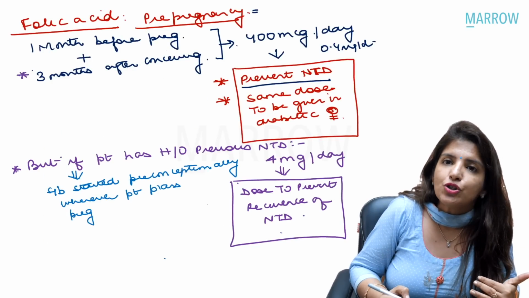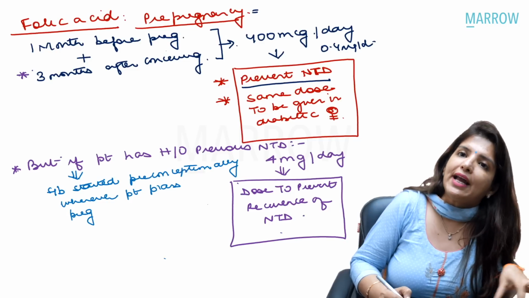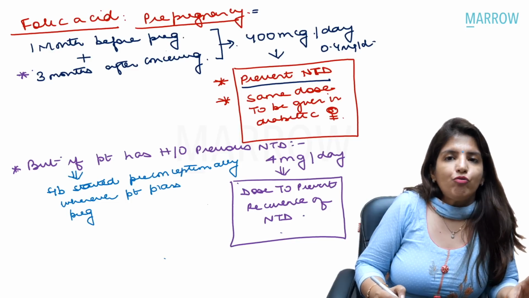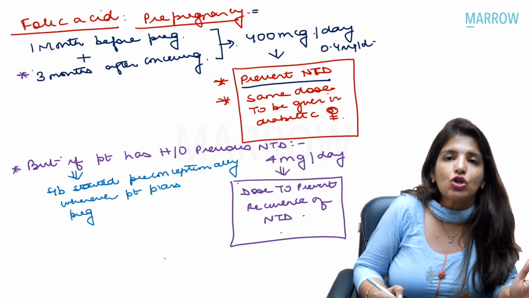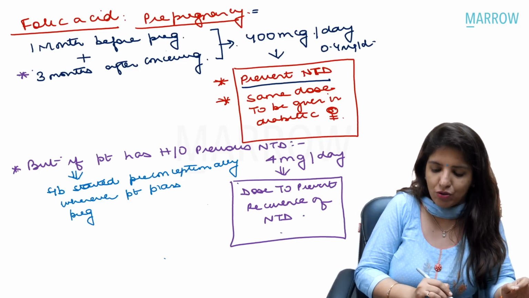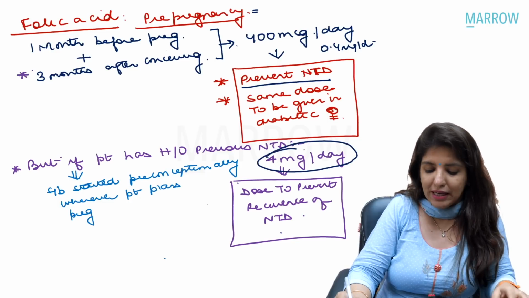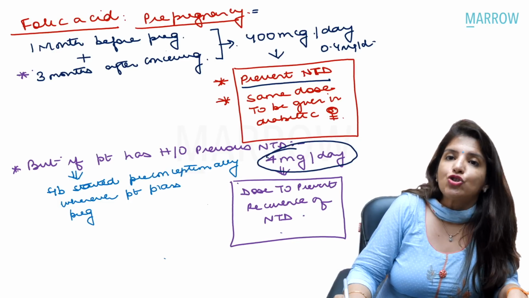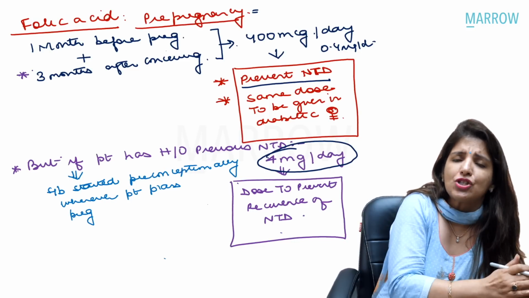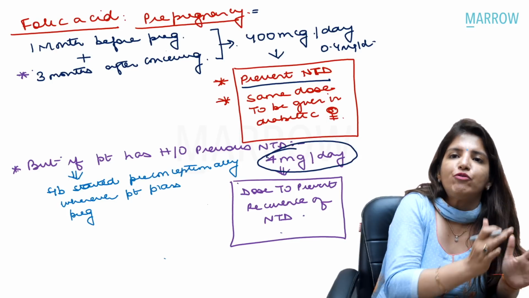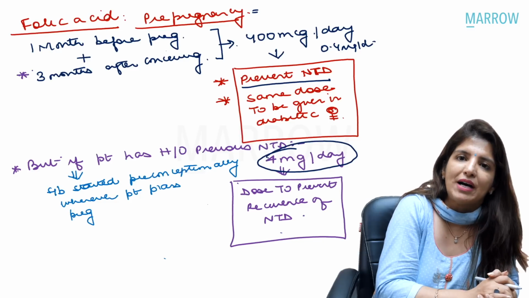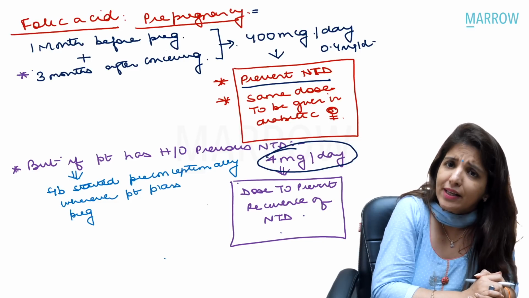Prevent recurrence of neural tube defect means that this patient already had a neural tube defect in a previous pregnancy, right? So if there is a pregnant female who already has a history of neural tube defect in previous pregnancy, then the dose is not 400 micrograms, then the dose is 4 milligrams per day. And it should be given preconceptionally as soon as she plans pregnancy. As soon as she thinks about pregnancy, you have to give her 4 milligrams per day. And again, it has to be continued for 3 months after conception. Clear to all of you?